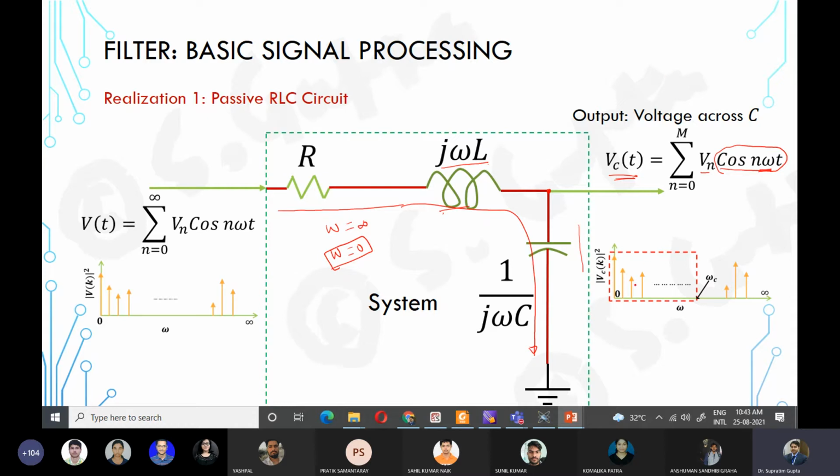And if we want to represent this in the frequency domain, which we have shown here, these frequencies are present in this voltage, but these frequencies beyond this WC are absent. And so we can realize an LP filter, low pass filter, using this RLC circuit. And we have done it for a long time in our technology or engineering domain.